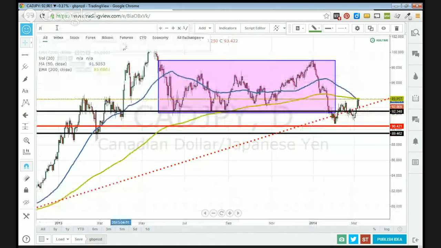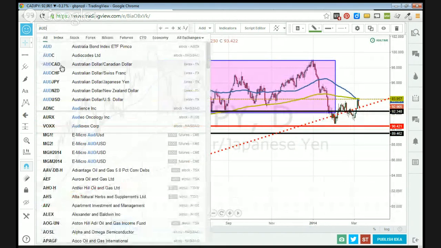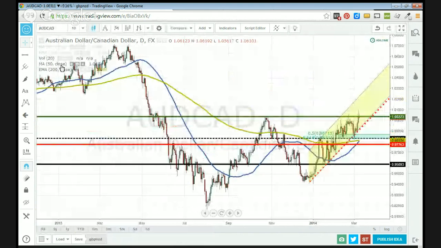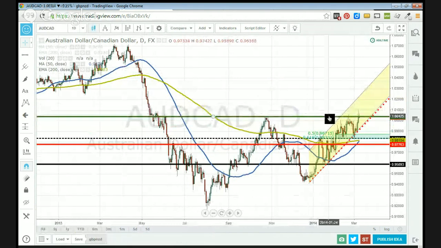Let's go to the Australian dollar pairs. Aussie Canada. InformedTrades member DREBG had talked about this, but he was short at this level, and it looks like it's turning out well. This is a resistance level. This is my target profit from here, but my order didn't get filled, so it was a target profit on an order that didn't get filled.